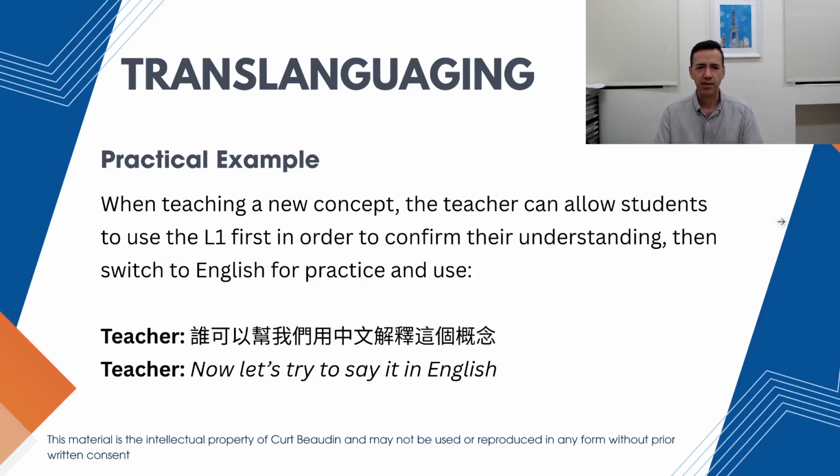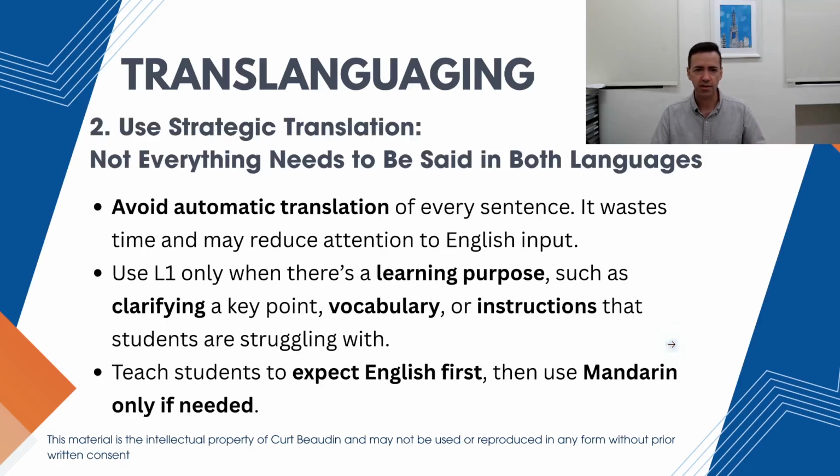So here's a practical example. When you're teaching a new concept, the teacher can allow students to use the L1 first in order to confirm their understanding, then switch to English for practice and use, okay? So maybe you have something that you need to allow them to use Chinese first in order to assess whether they really understand or not. So you've got the Chinese sentence first, but then we're gonna switch it up to English and say, okay, now I want you to try it in English. Okay, this is just one way of doing this.